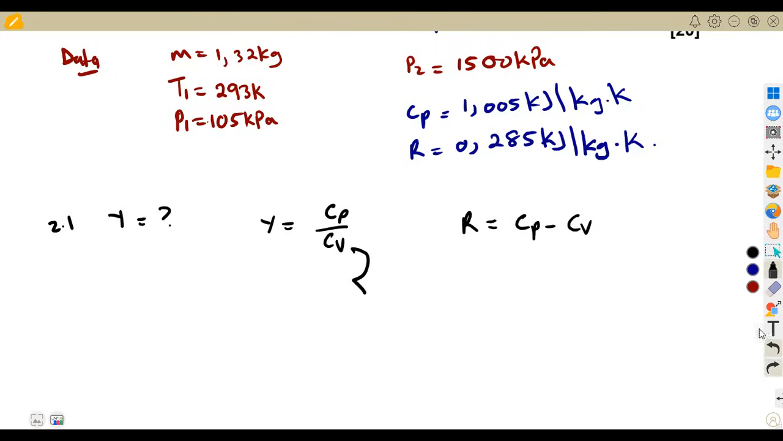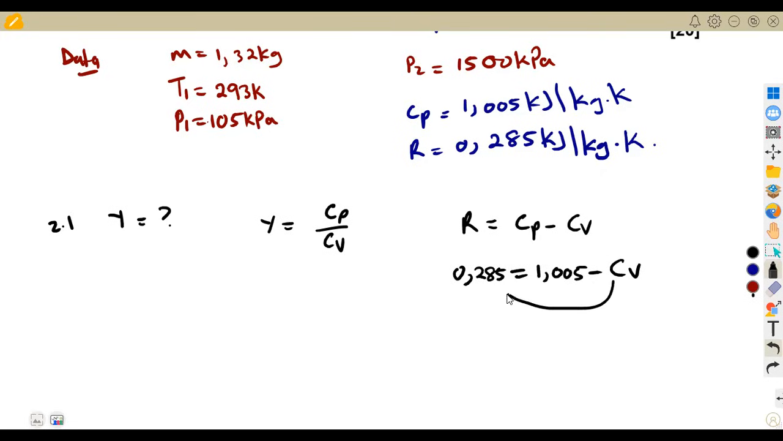So where are we going to obtain this? We have a relationship that we mentioned here. So we can make Cv the subject, all right? If we take this to the other side, it is going to be positive, or you can just substitute the value of R there, which is 0.285 is equal to Cp, which is 1,005 minus Cv.